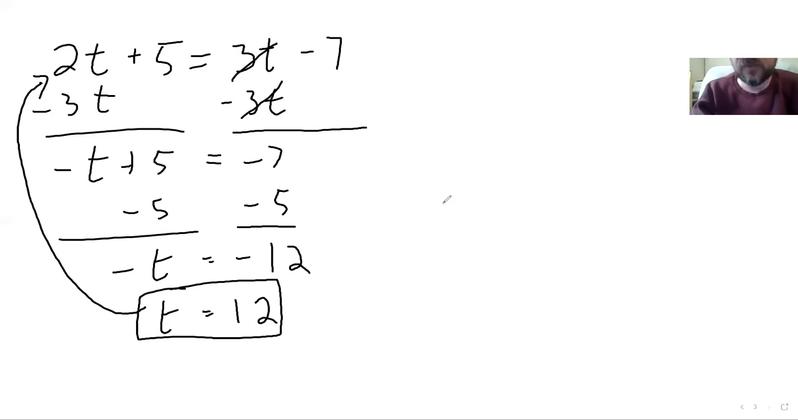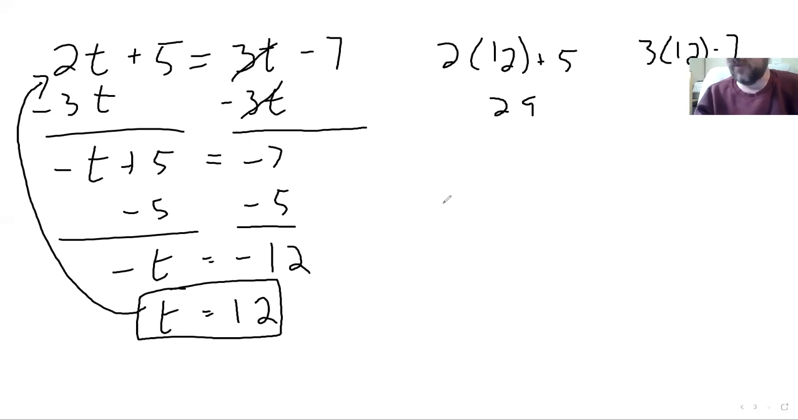So if I do that, I end up with 2 times 12 plus 5 and 3 times 12 minus 7. And so this is 24 plus 5 is 29, and here we got 36 minus 7, which is 29. Equal. So we're feeling good. Great. Now, let me tell you how I would actually do this problem if I was doing it for me.